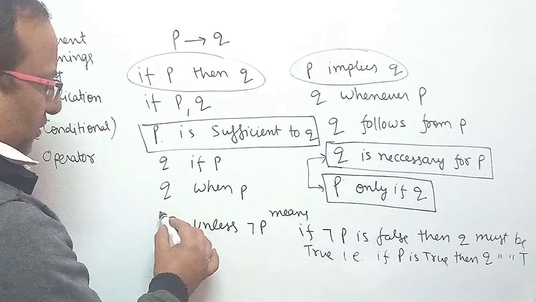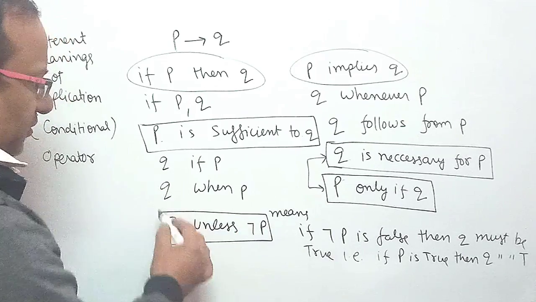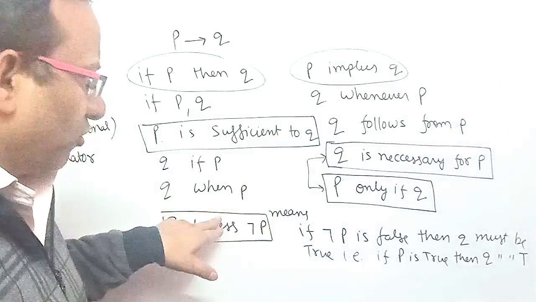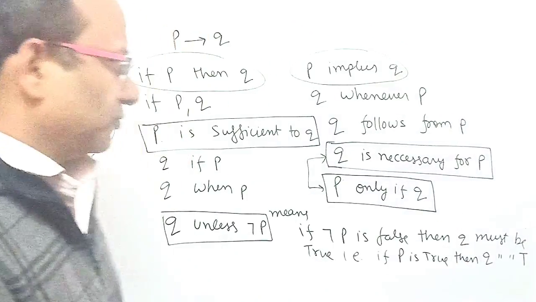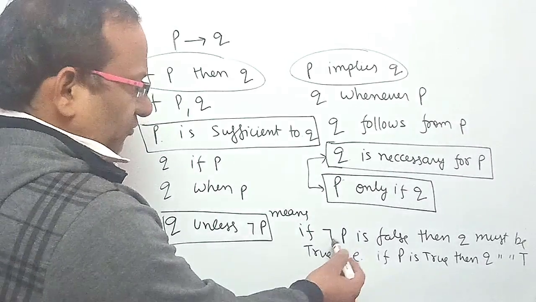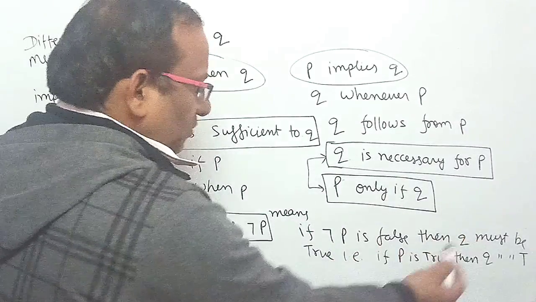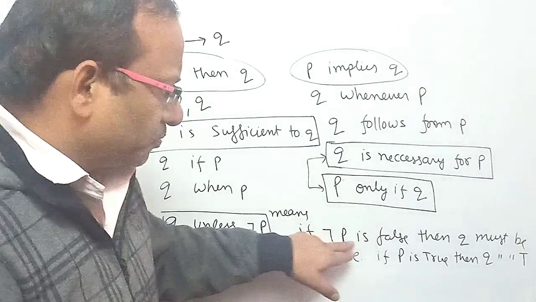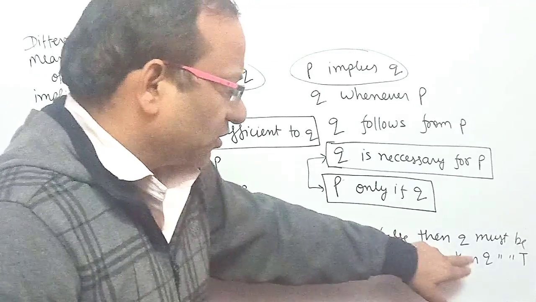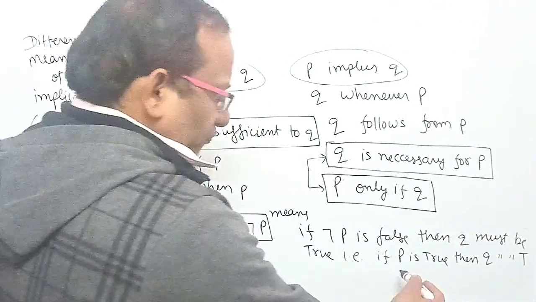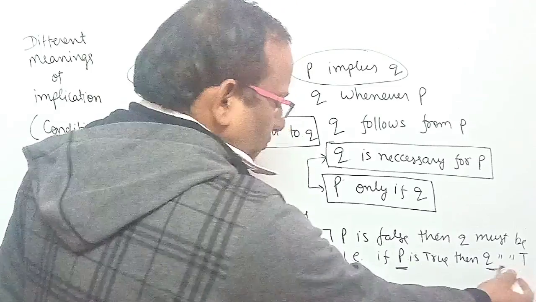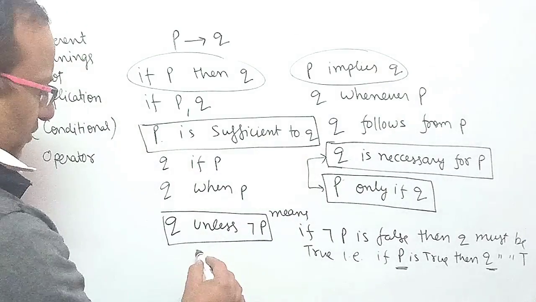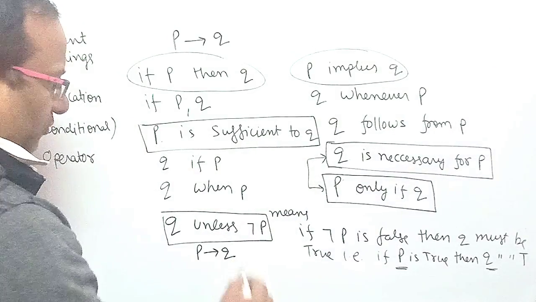Apart from this, one more meaning is Q unless negation P, which means if negation P is false, then Q must be true. Once again, if negation P is false, then Q must be true. That is, if negation P is false means P is true. If P is true, then Q must be true. So if P true then Q true is nothing but if P then Q. So this interprets the same meaning of P implies Q.